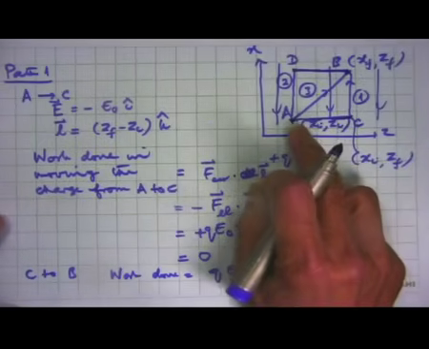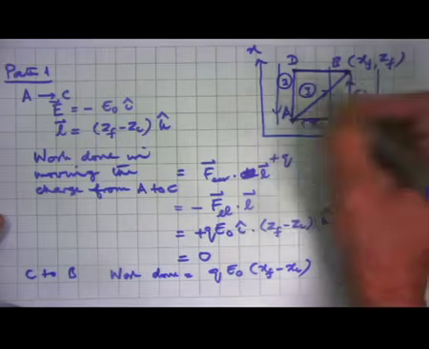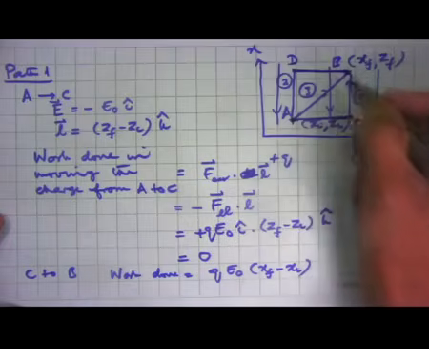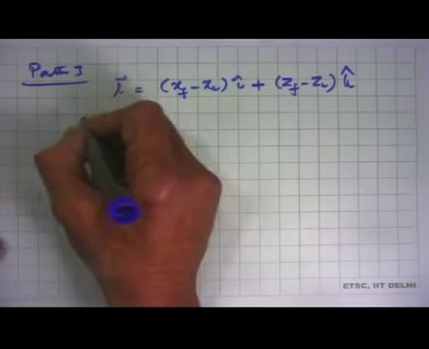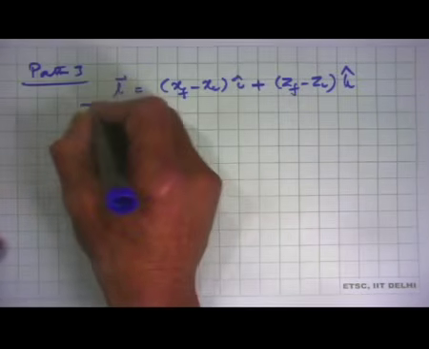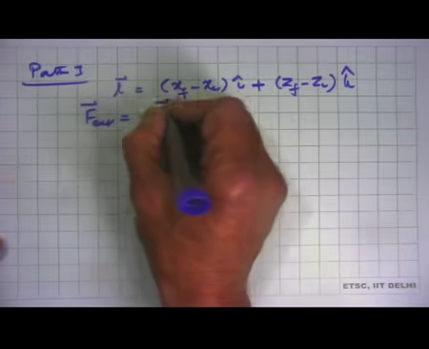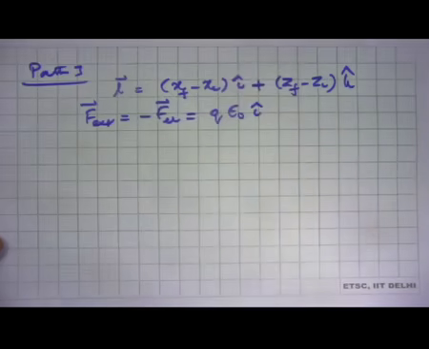Look at this point. This point has coordinates x I, z I, and this point has coordinates x f, z f. So, this vector joining x I, z I to x f, z f is x f minus x I I cap plus z f minus z I k cap, and the external force again is equal to minus of the electric force, which is equal to q E naught I cap.